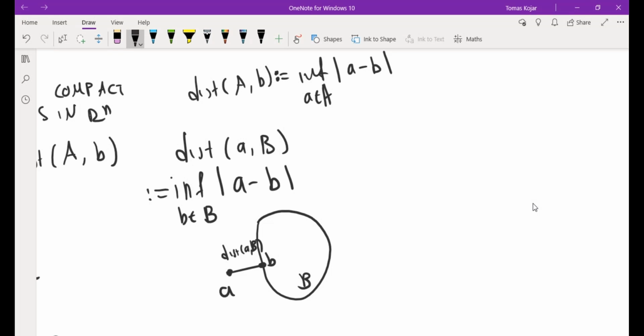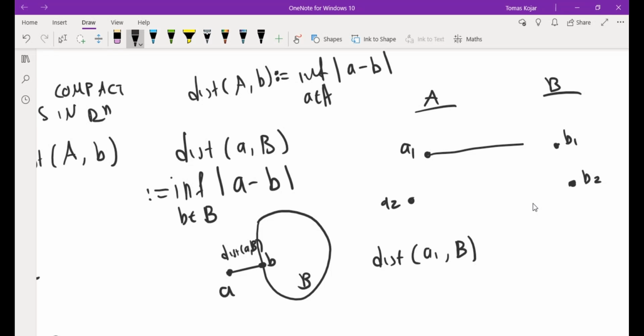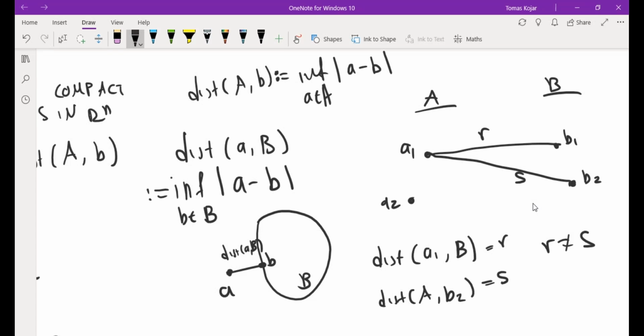Let's see. So take A to be 2 points and take B to be 2 other points. Then this is A1, A2, B1, B2. Distance of A1 to B is this guy. And then distance of A to B2 is this guy. The thing is that guy here. And the R is not S, right?